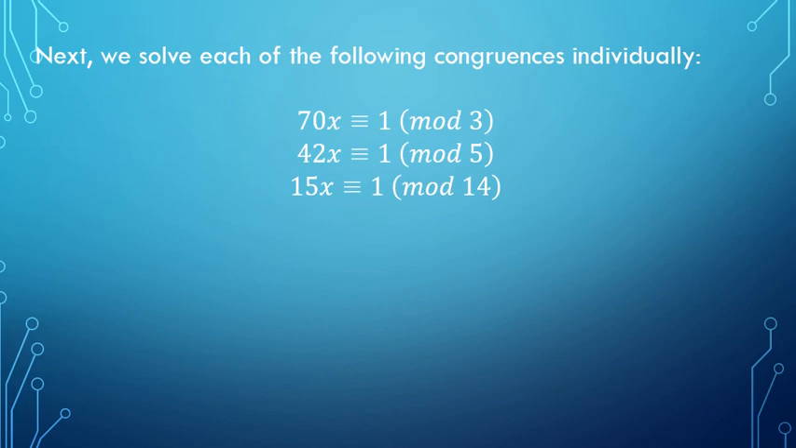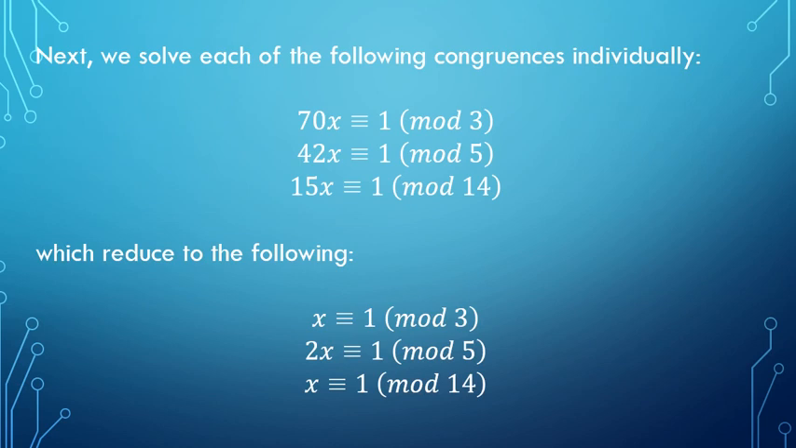So we see we have 70, 42, 15. We have these larger numbers, but we can take these mod their respective n value. And when you do that, things really simplify, and things turn out to be a lot nicer than they may seem. Take 70 mod 3, you get 1. Take 42 mod 5, you get 2. And take 15 mod 14, you come up with 1. So these three individual congruences reduced come out to these here.